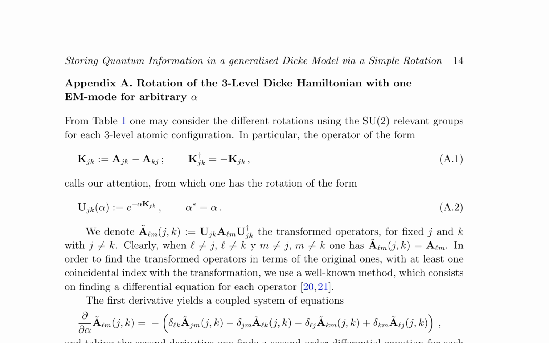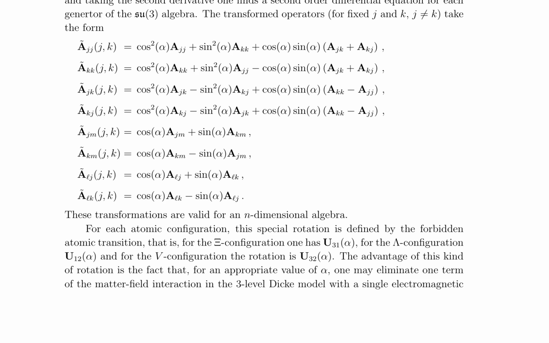The authors derive the transformed operators ALM, J, K, by applying the rotation UJK, alpha, to the original operators ALM. They use a well-known method, which involves finding a differential equation for each operator. The first derivative yields a coupled system of equations, and taking the second derivative leads to a second-order differential equation for each generator of the SU algebra.